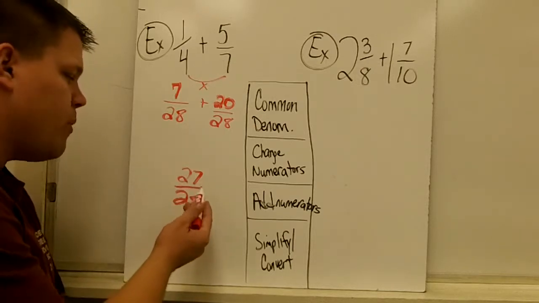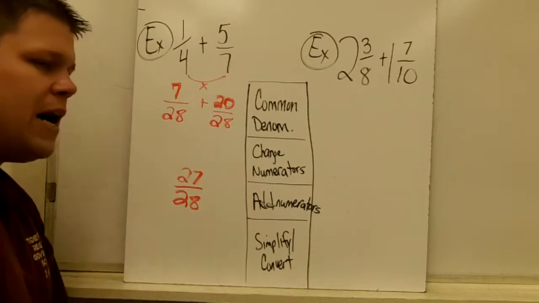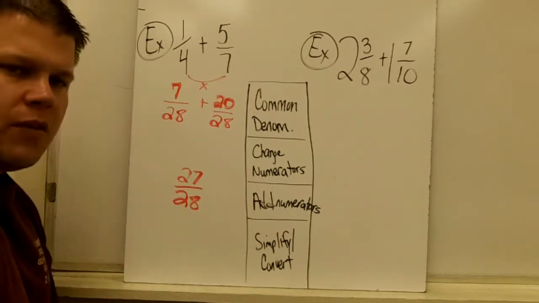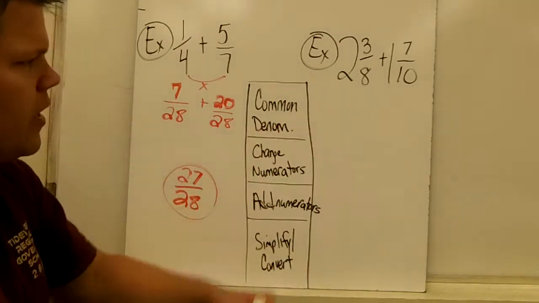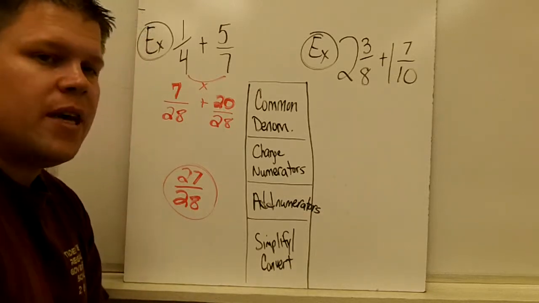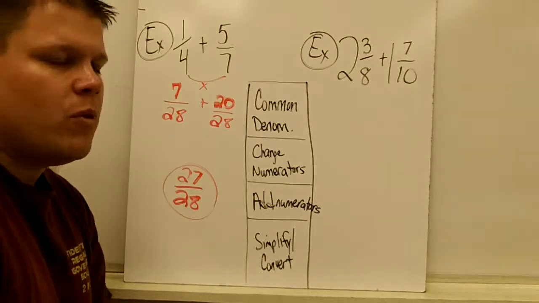And I look at this and I see that they have nothing in common factor-wise. I can't divide them both by 2. I can't divide them both by 3 or 4 or 5 or 6 or 7 or 8 or 9 or 10 or whatever. So I'm going to leave it alone and say that this is my answer. If I look at a mixed number example like 2 and 3/8 plus 1 and 7/10, I realize that, again, I don't have a common denominator. I have to find one.